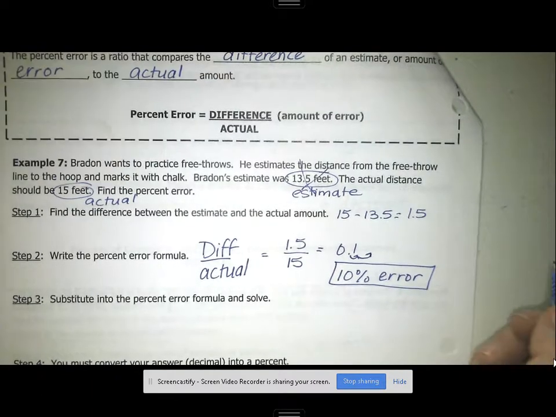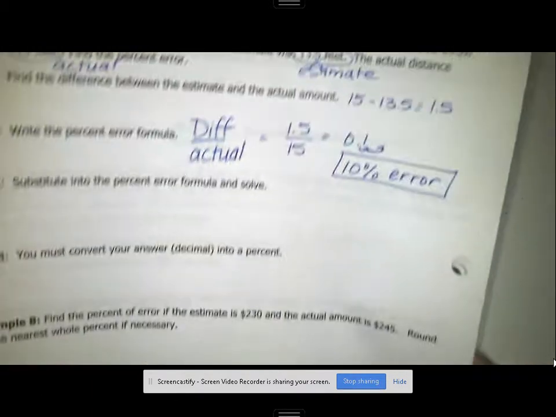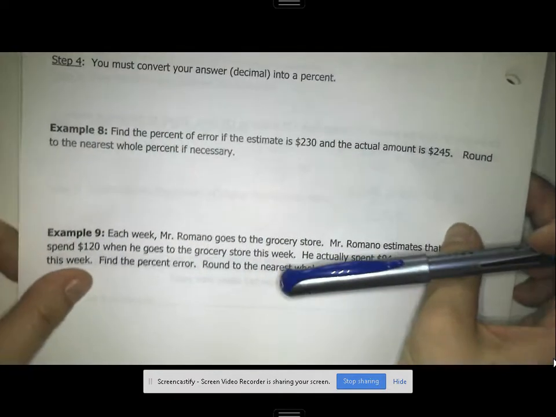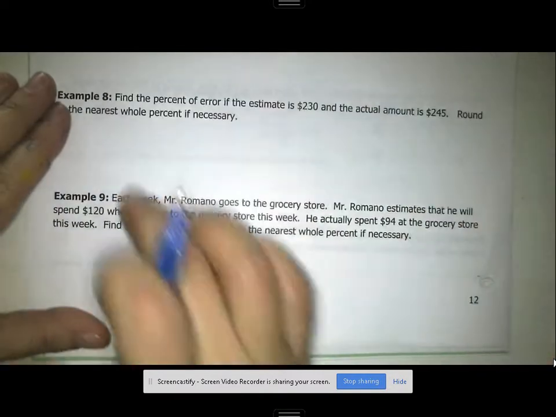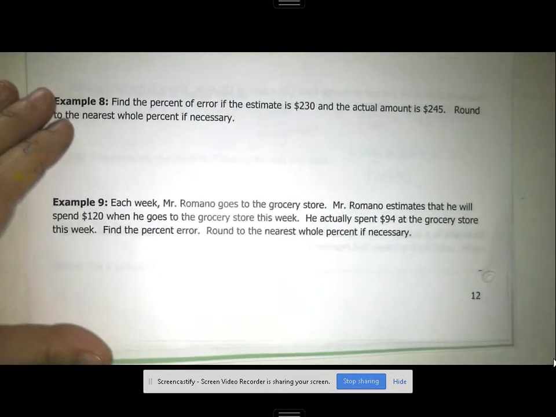All right. And that is that whole question. So skip all the way down to example 8. And I'm going to do these two examples with you, and then we're going to be done.